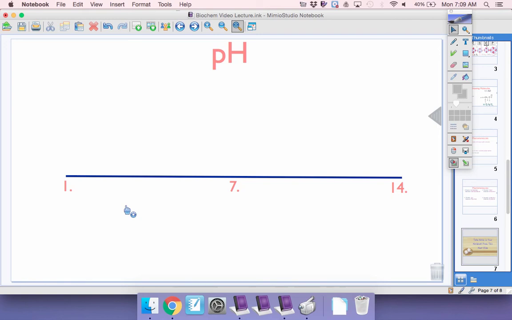The last thing we're going to take notes on is the pH scale. If you have taken chemistry, you might have learned a lot about pH, especially if you took AP chemistry. For this class, we don't need to know too much about pH. The pH scale goes from 1 to 14, and pH is a measure of how acidic or basic a solution is. Solutions are anything that are liquid.